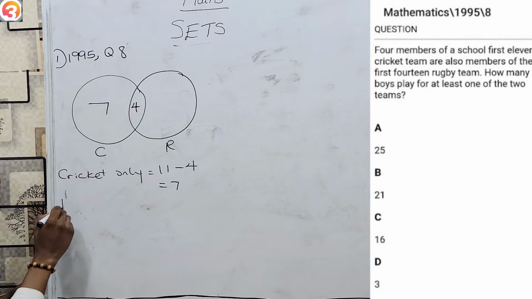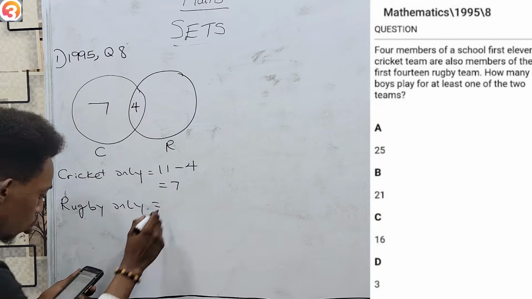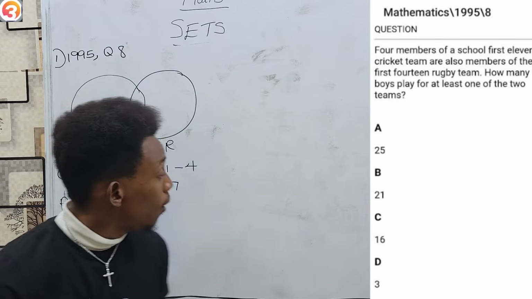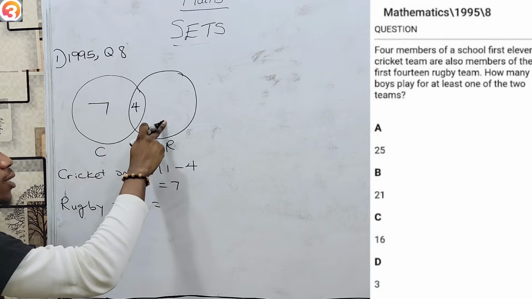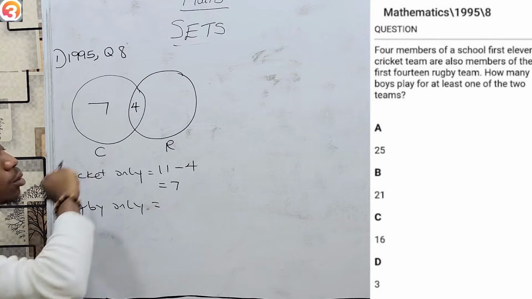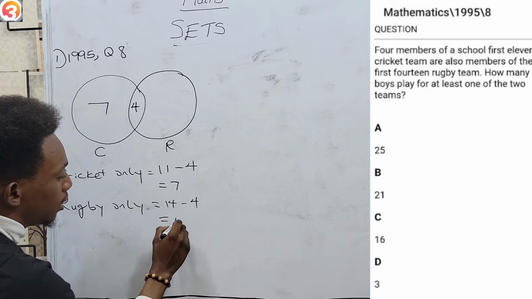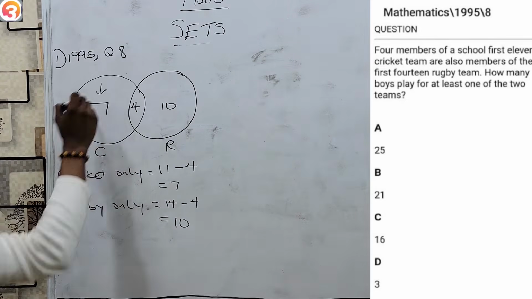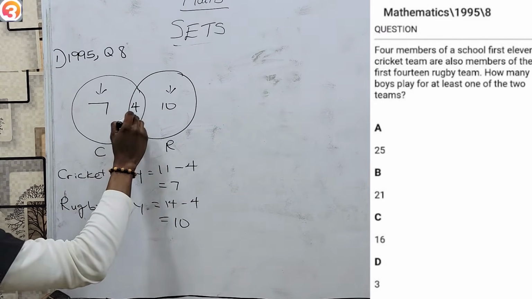In the same way, for rugby only, I'm told that rugby has first 14. So there are 14 members of that team. Now, within those 14 members, 4 of them also play for cricket and rugby. So if I remove those 4 members from my rugby only, that will give me 14 minus 4, and that is 10 members. In fact, I'm having 7 people playing cricket only, 10 playing rugby only, and 4 of them playing both.